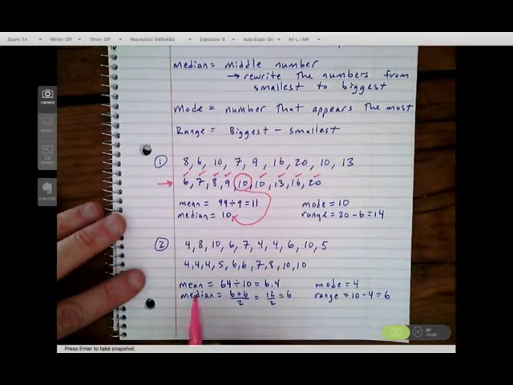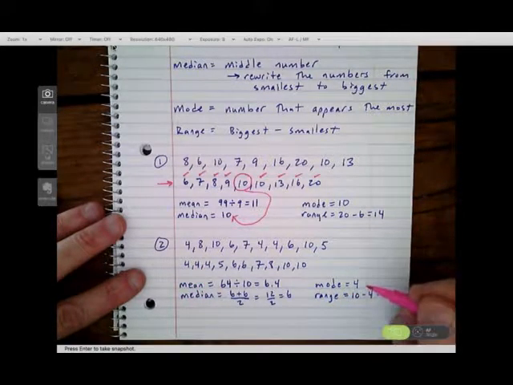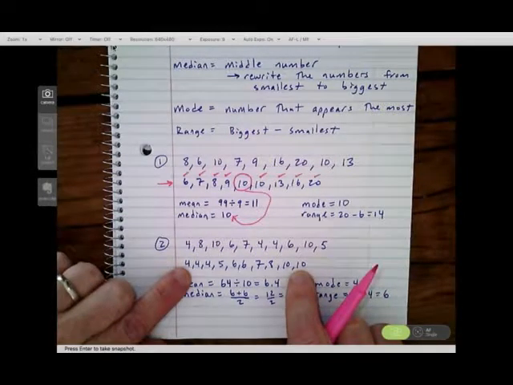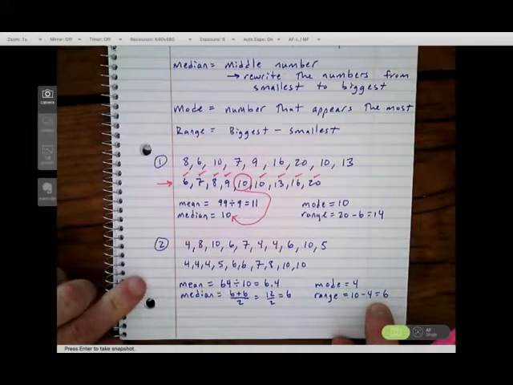Looking at this, I'm going to jump around a tiny bit. I've got 3 fours, so there's my mode, that's 4. I'm going to do the range right off the bat because that's the biggest minus the smallest. That's 10 minus 4, which is 6.